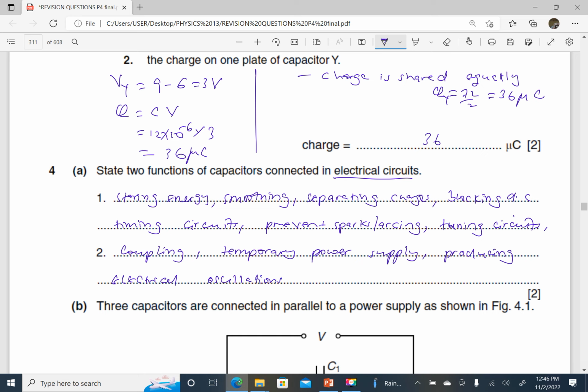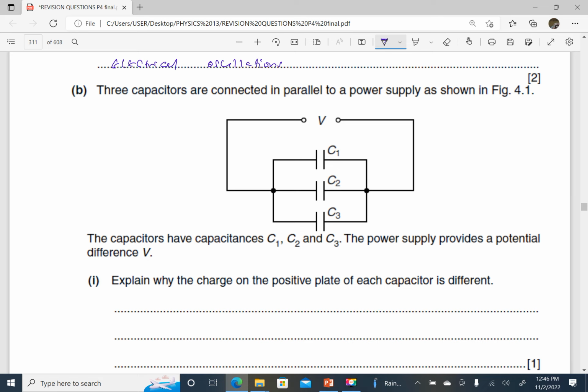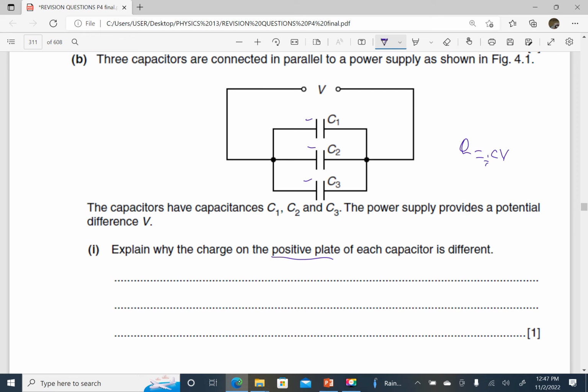Three capacitors are connected in parallel to a power supply as shown here. The capacitors have capacitances C1, C2, and C3. The power supply provides a potential difference. Explain why the charge on the positive plate of each capacitor is different. Note that they are in parallel, so the PD across them is the same. If the capacitance is different and V is the same, there is no way the charge will be the same, because Q is equal to C times V.